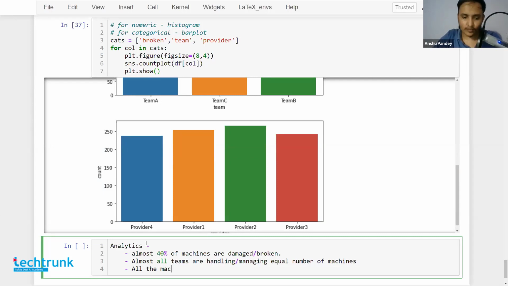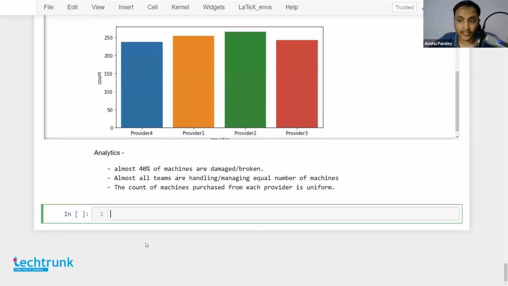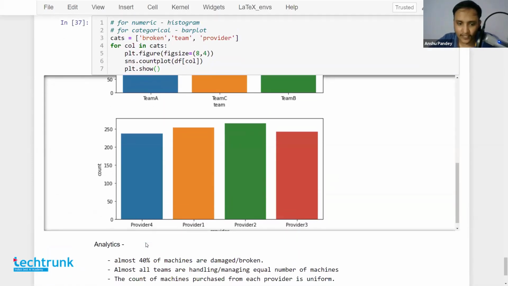All the machines are purchased from vendors, provider 1, 2, 3, 4, or you can say that the frequency or the count of machines purchased from each provider is uniform. That means it is almost equal. So these are the few analytics that we identify here. Let me know if this makes sense, everyone, if you're good with this.